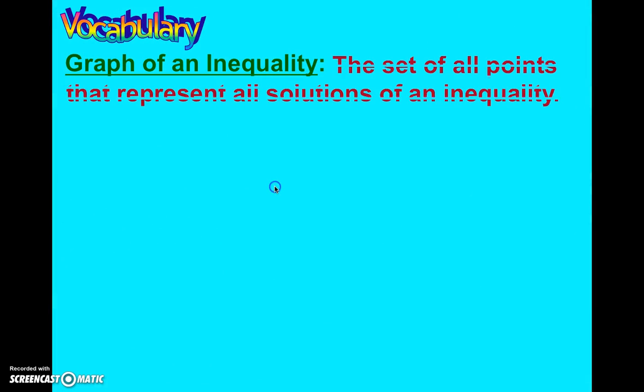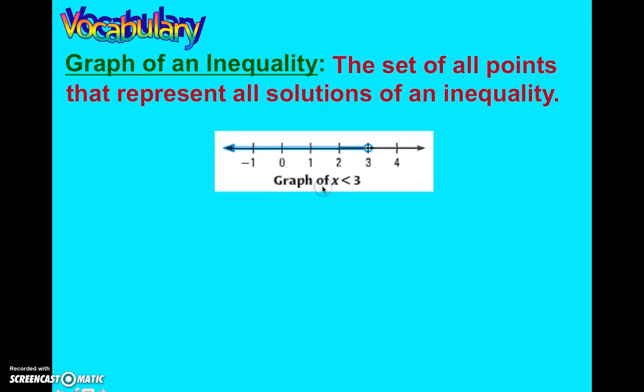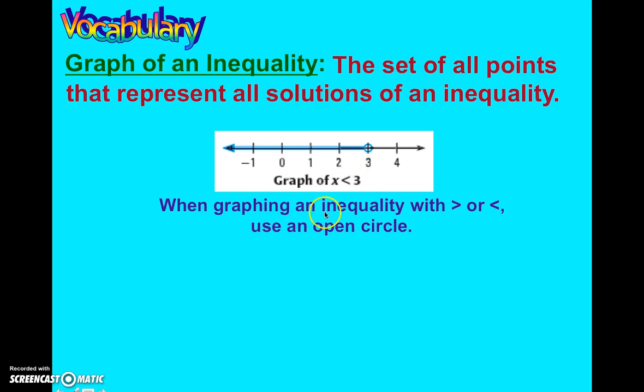First thing you know that the graph of an inequality is the set of all points that represent all solutions of an inequality. So that's the key there. It's all the solutions of an inequality. So let's take a look at this example. When graphing an inequality with greater than or less than, use an open circle. For example, this. So fill this in on your paper.